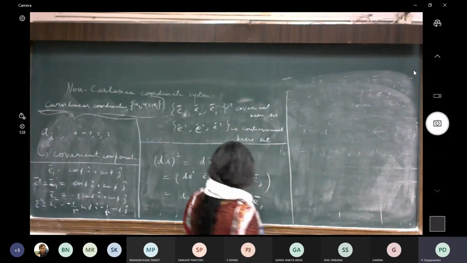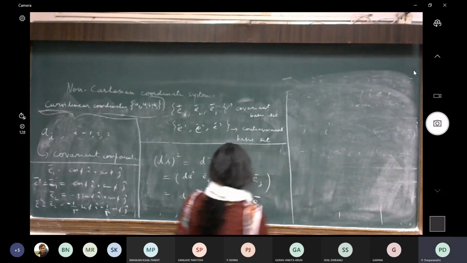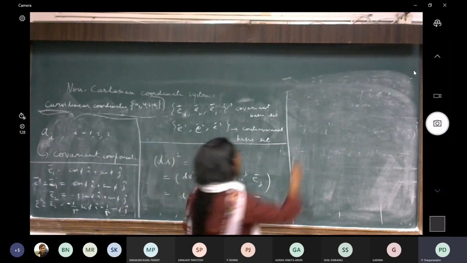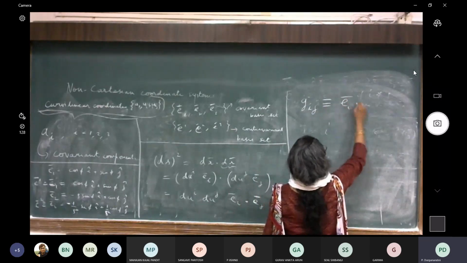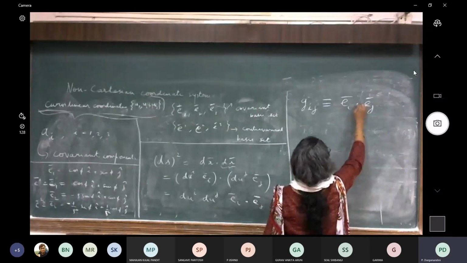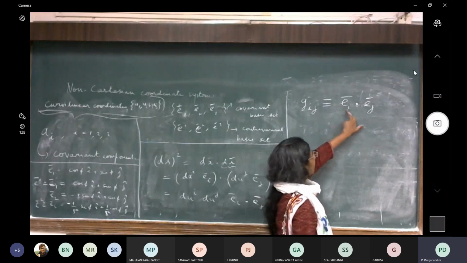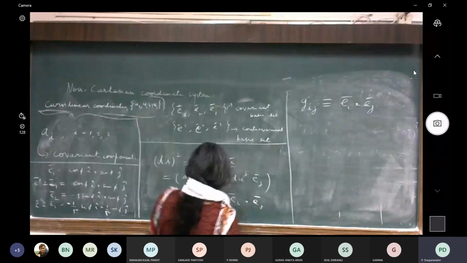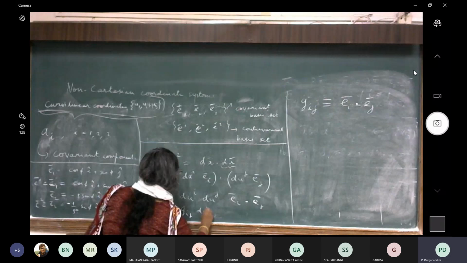So let me define these coefficients, because finally e_i dot e_j will be simply a number, because after all it's a dot product of two vectors. So let me define this quantity g_ij to be this. Okay. So you're going to get a set of 9 numbers, because when i takes values 1, 2, 3, j also takes values 1, 2, 3. I'm going to write this as g_ij.